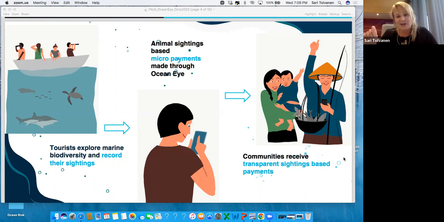But then at the end, when it comes to paying the bill, you can give more or you can give less. So if you happen to see 1,000 hammerhead sharks, your holiday isn't ruined because of the payment. But the communities requested to see the nationalities and how the payments go. So that's the basic operational architecture.